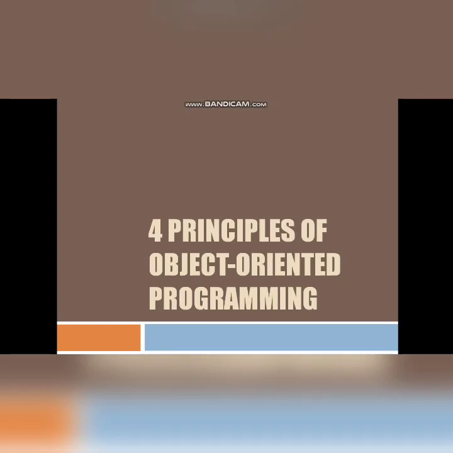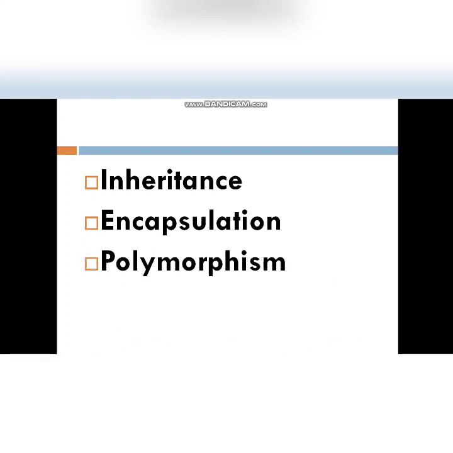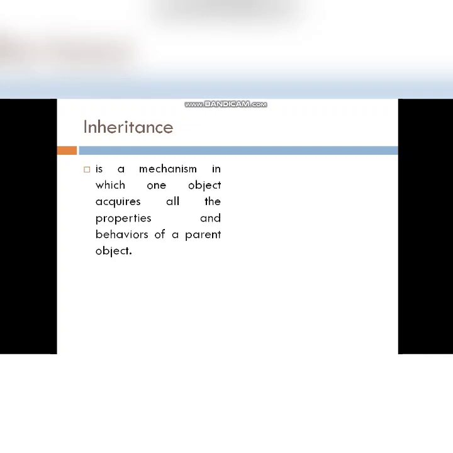In OOP, or object-oriented programming, there are four principles. First is inheritance, second is encapsulation, third is polymorphism, and the fourth is abstraction. Inheritance is a mechanism in which one object acquires all the properties and behaviors of a parent object. From the word itself, inherit.